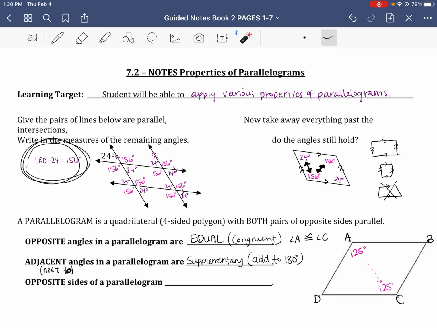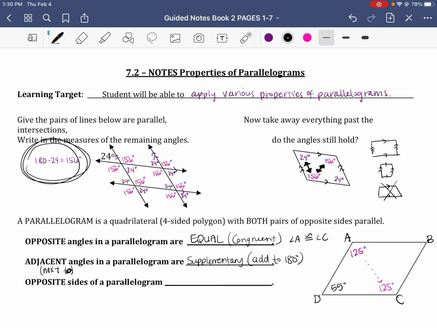So again, using this diagram and this parallelogram ABCD, if I know that this is 125, then I can find the angle measure of D, because I take 180 and subtract 125, and that would give me what angle D would be equal to, right? So if we subtract that, we end up with 55.